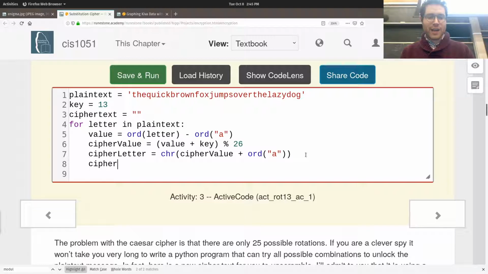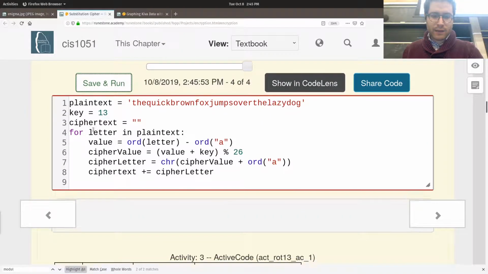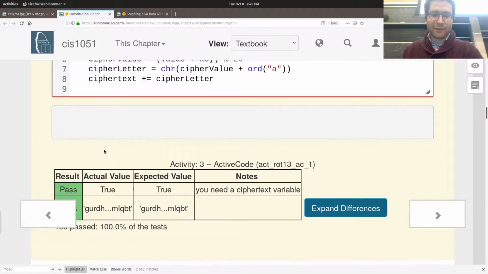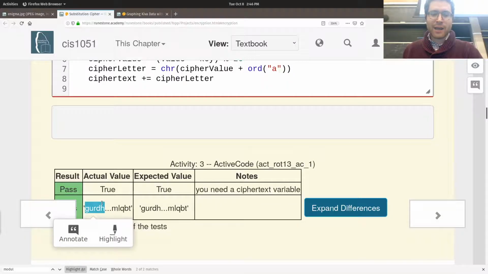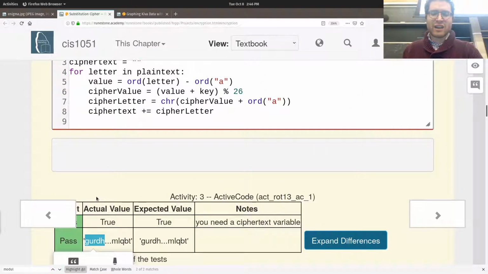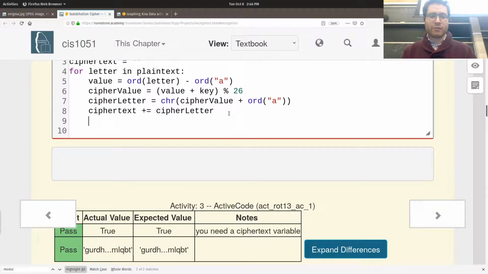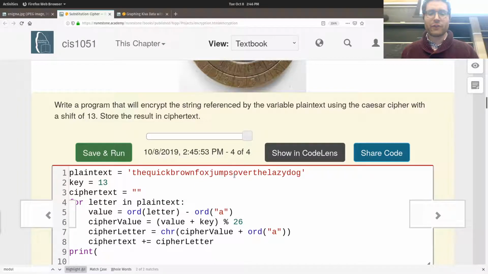And then ciphertext plus equals cipher letter. Save and run. And pass. Great. So I have the ciphertext value, and it successfully encrypts it into, let's see what the encryption is. The string we're converting, by the way, is the quick brown fox jumps over the lazy dog.